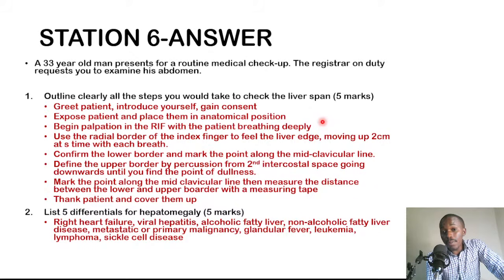When you're palpating for the spleen, you're going to be starting also from the right iliac fossa, moving diagonally in that manner, because the spleen grows diagonally towards the right iliac fossa.